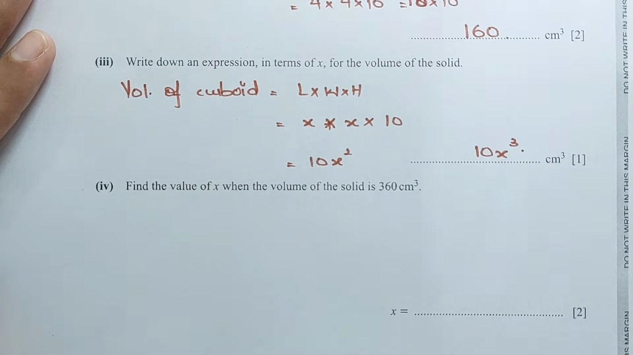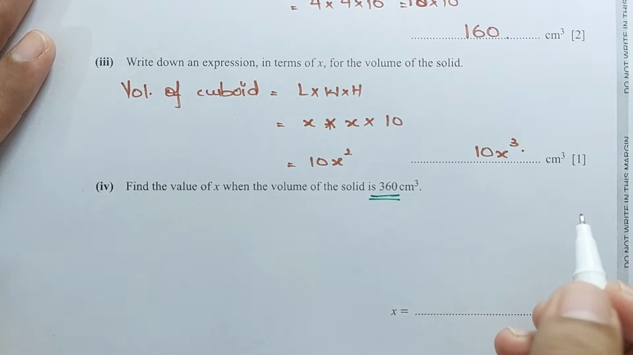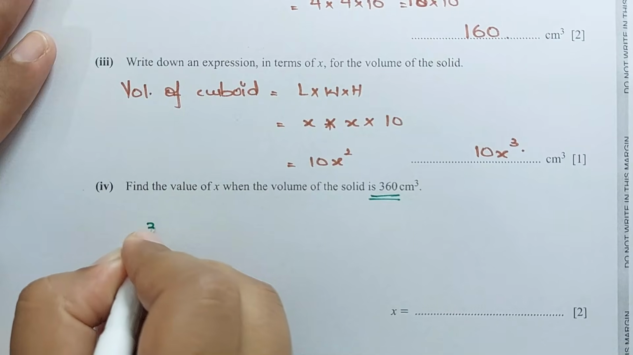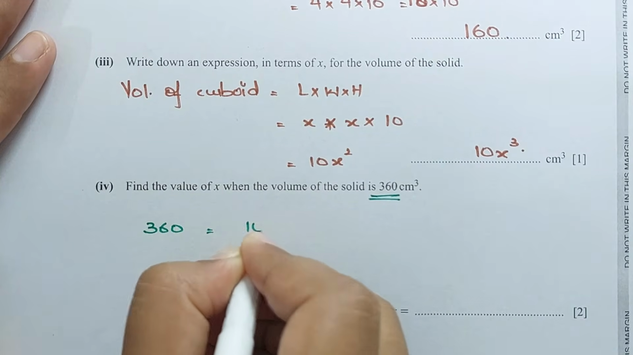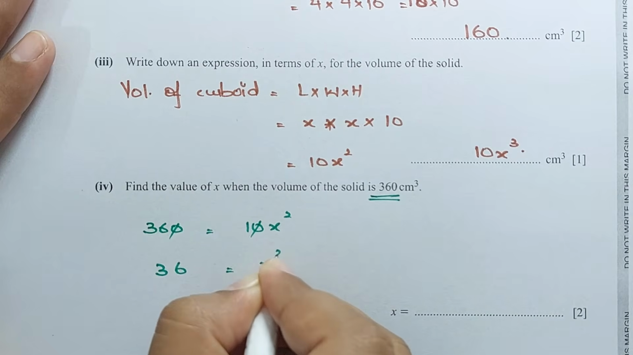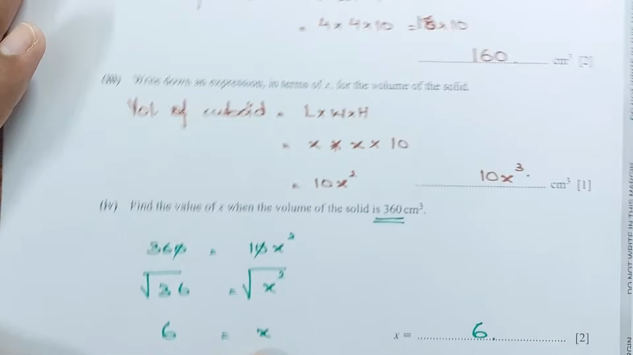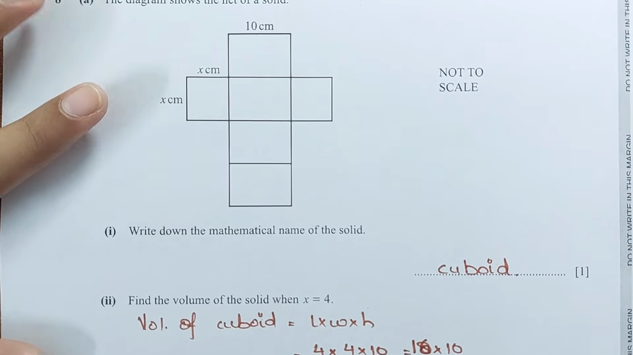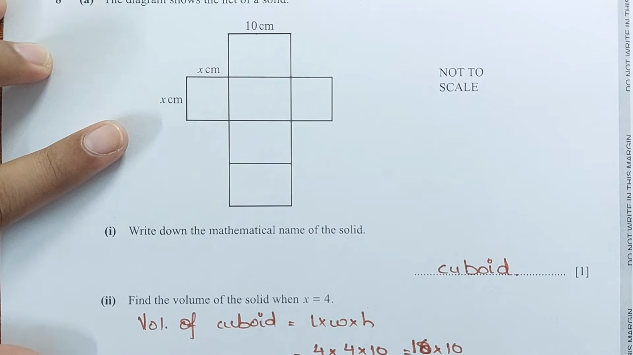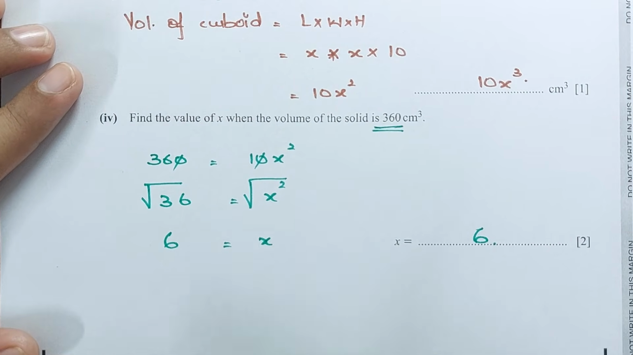Part 4, find the value of x when the volume of the solid is 360 cubic centimeter. The volume given is 360, which equals 10x squared. The 0 cancels with 0, so 36 equals x squared. Taking the square root on both sides, 6 equals x. The root of 36 is plus or minus 6, but x is the length and width of the cuboid, so it should be positive. We cannot take a negative.